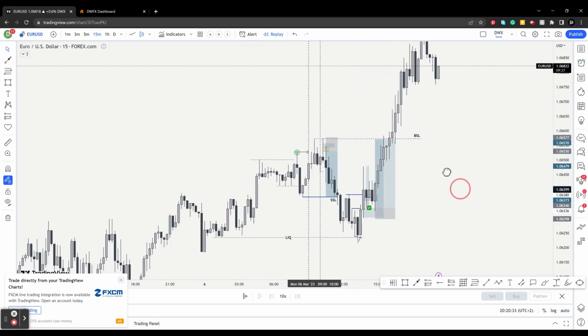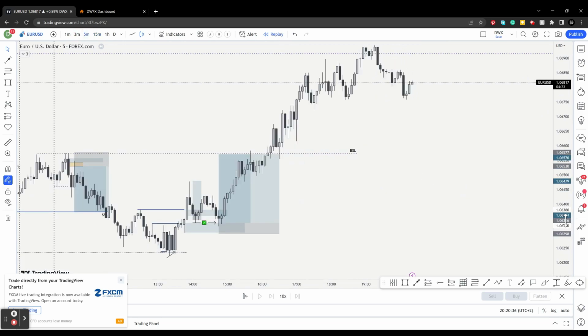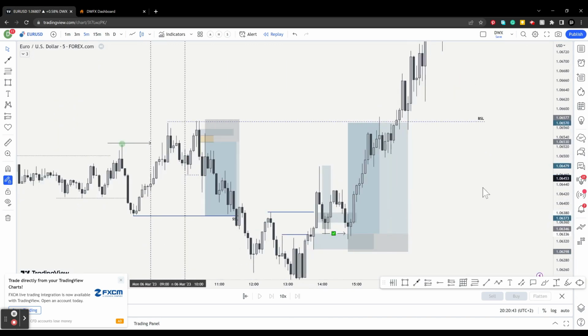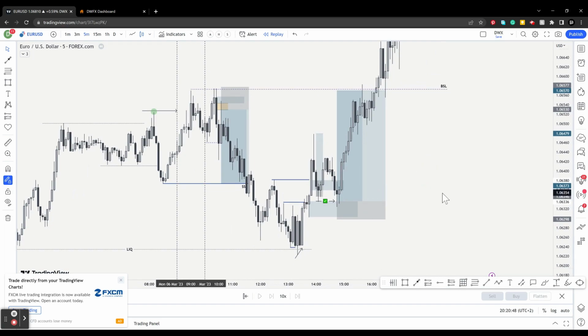So there we have it. 2 great setups throughout this day. I don't really take these continuation trades. Once I have a trade, then I'm kind of done. But that is EU for you guys.